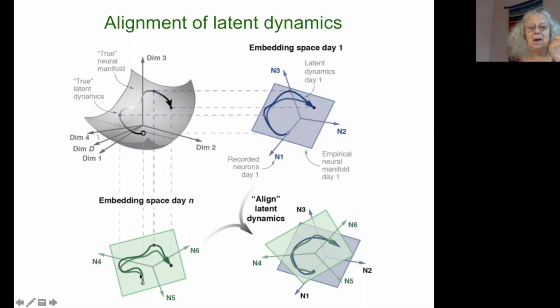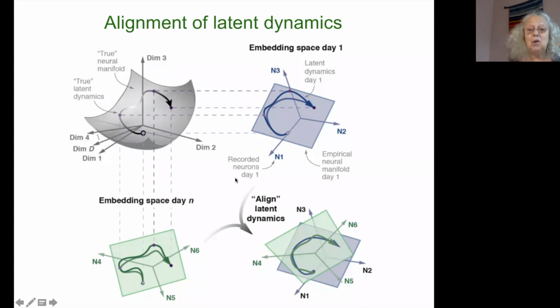The same thing happens on day n, where again some of these neurons might or might not be the same as on day 1. So this empirical neural space on day n might have some overlap with the empirical neural space on day 1, but in it we again find a linear projection of the true neural manifold. We're going to do principal component analysis, and stay very simple. And there is a trajectory.